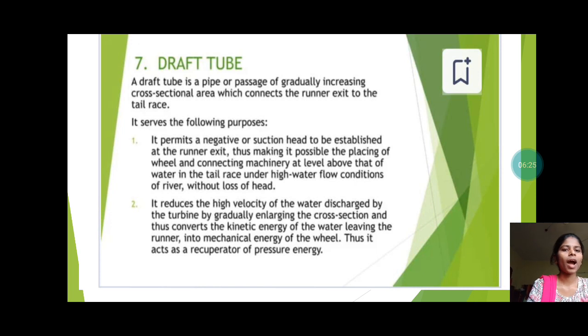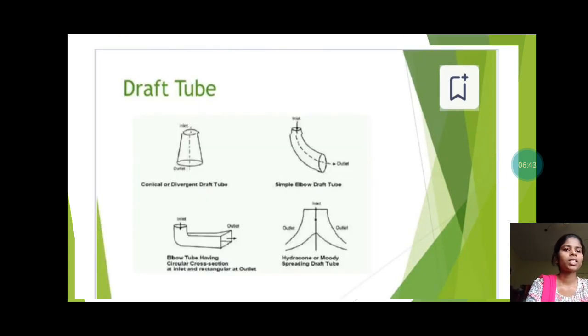It reduces the high velocity of the water discharged by the turbine by gradually enlarging the cross section and thus converts the kinetic energy of the water leaving the runner into pressure energy. Thus, it acts as a recuperator of pressure energy. This is the draft tube. Observe carefully.